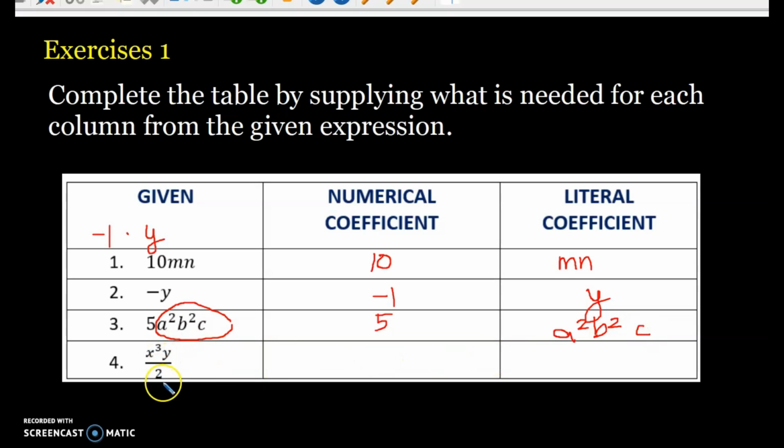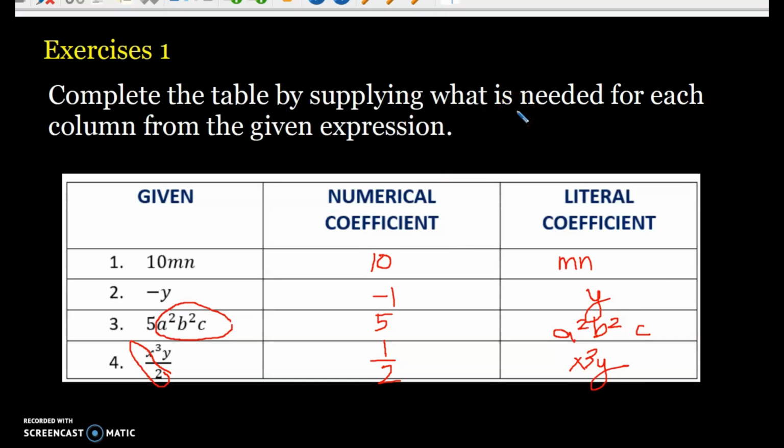And for the last one, again, it is very important to separate the number from the letter factor. So given is x cubed y all over 2. If we are going to separate the number factor, there's no number written beside x cubed, so it's understood to be 1. So we have the numerical coefficient 1/2, and our literal coefficient would be x cubed y. And there you have it, the answers to exercise 1.